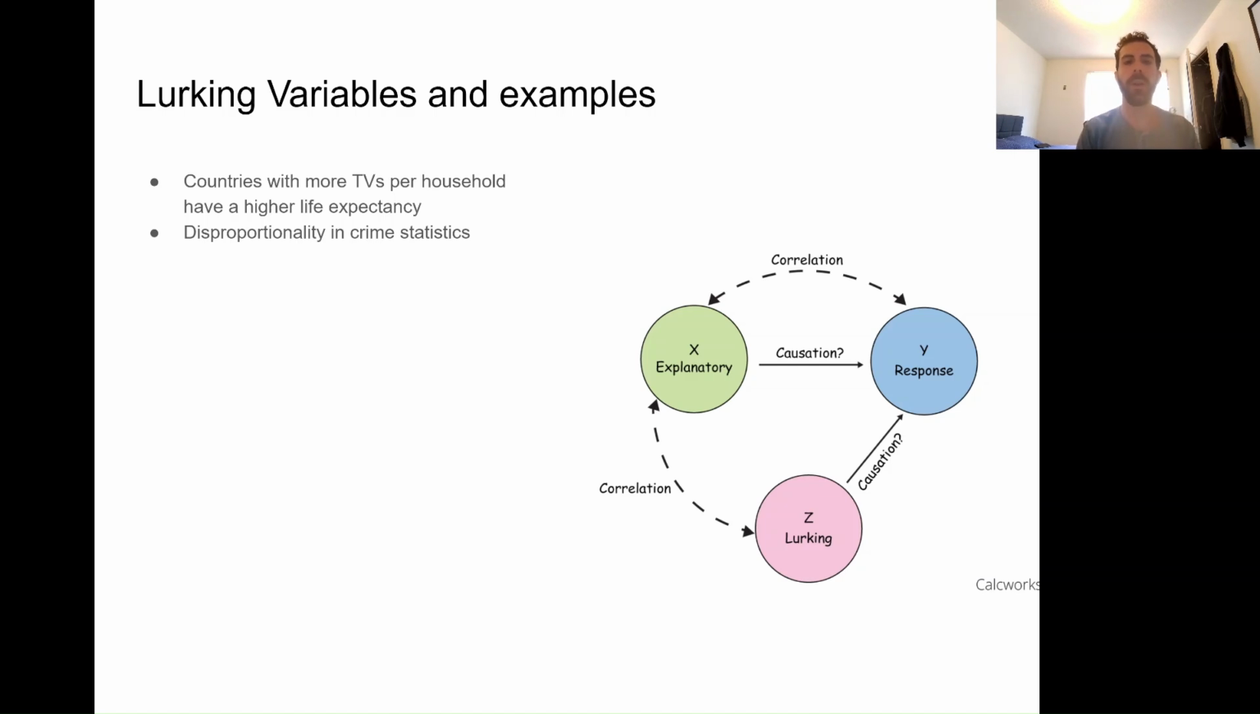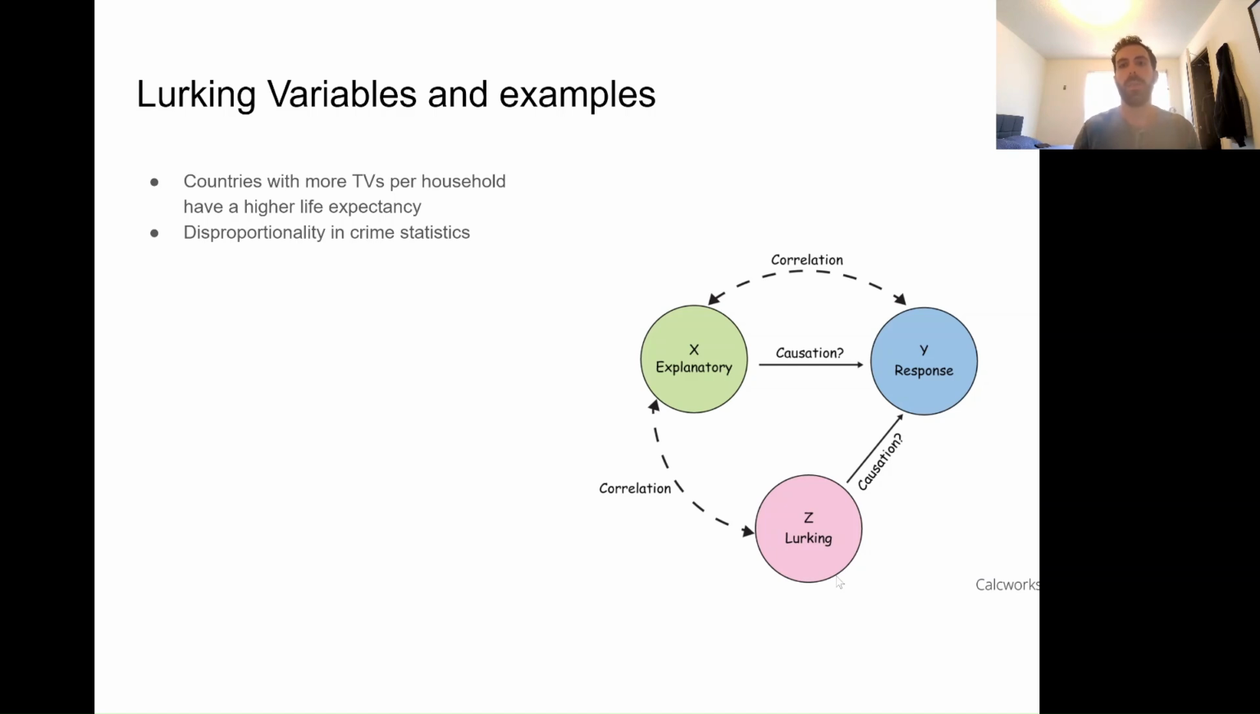Another example, which unfortunately comes up quite a bit still, and this is related to how people can mislead you with statistics, is disproportionality in crime statistics. So people will unfortunately present data as to certain subgroups being more likely to commit crimes. And the response, which has been proven time and time again, and unfortunately still needs to be repeated, is there is a lurking variable when it comes to crime, and that is poverty.